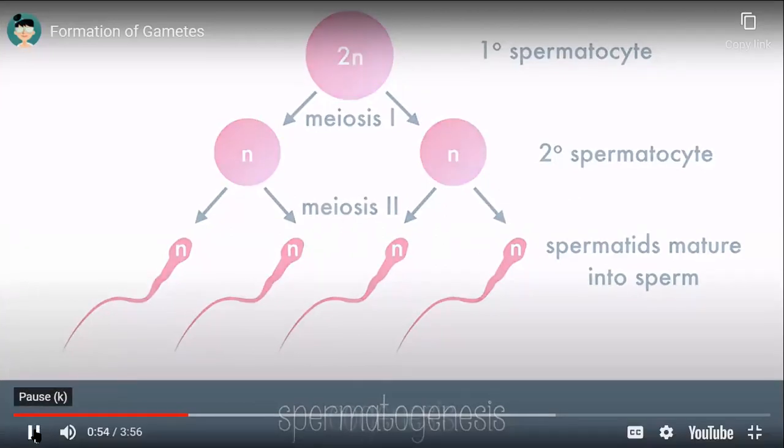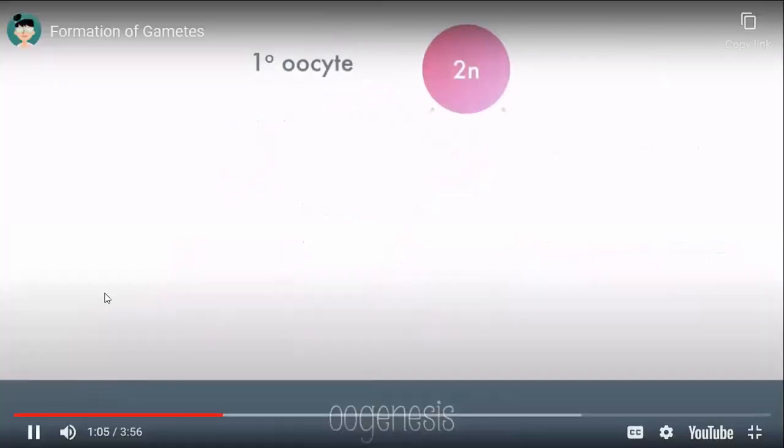An egg. The creation of an egg, also known as an ovum, is called oogenesis. Like spermatogenesis, we'll start with a diploid cell called a primary oocyte. But after meiosis one, the cell that produces the egg is called an oocyte. It's not important to know its name, just to know that an oocyte is a germ cell before it becomes a mature egg.